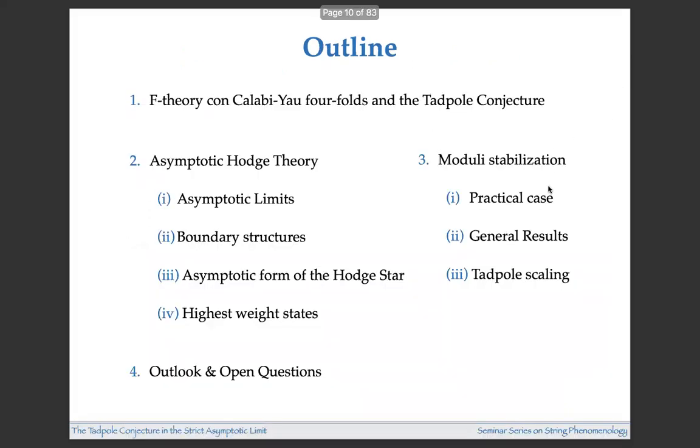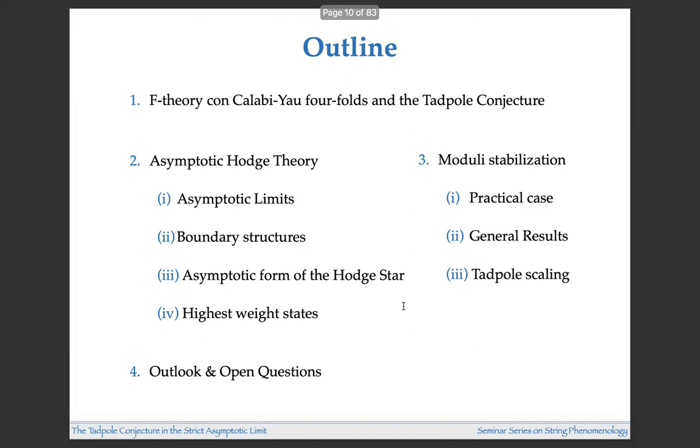Okay, thank you. So as I was saying, the rest of the talk is going to be divided into two parts. The first part will be a bit of a mathematical review about asymptotic Hodge theory. Of course, this is a super broad area of mathematics, so I will just try to pinpoint two or three main ingredients that we need, but I will try to be specific and tell you why we need them and why they make this analysis very doable. And then we're going to apply it to the case at hand, the moduli stabilization in F-theory with primitive four-form fluxes.